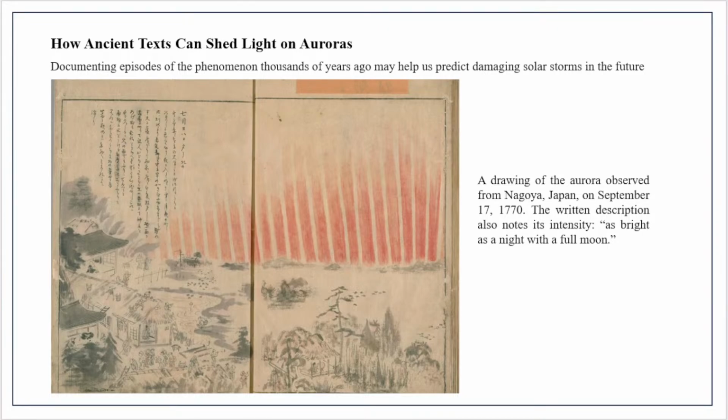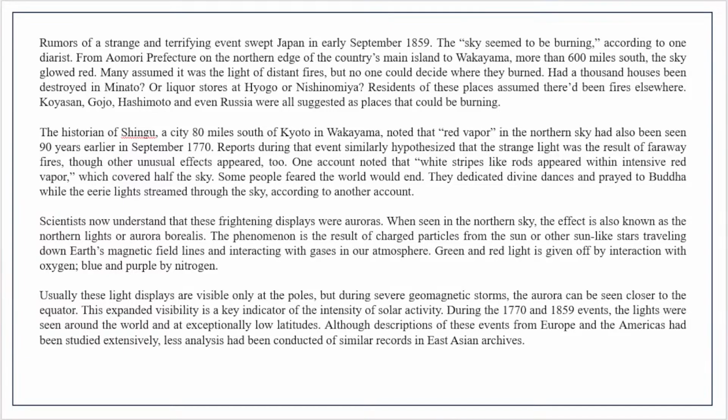As you can see in this picture, it's a drawing of the aurora observed from Nagoya, Japan on September 17, 1770. So this is actually a picture which had been drawn by someone who witnessed this phenomenon in 1770. The written description also notes its intensity, as bright as a night with a full moon. Now, you can see that there's something scribbled in a different language. It's not English, of course. So that description on the drawing is basically of that phenomenon, that it was so bright it looked like a night with a full moon. Right, so let's read.